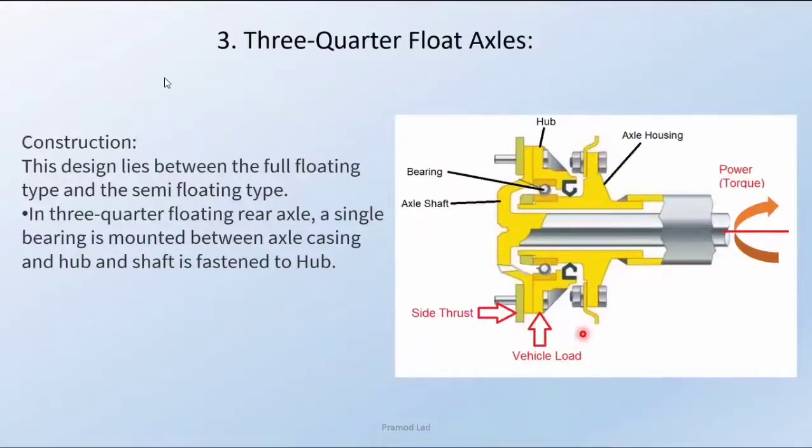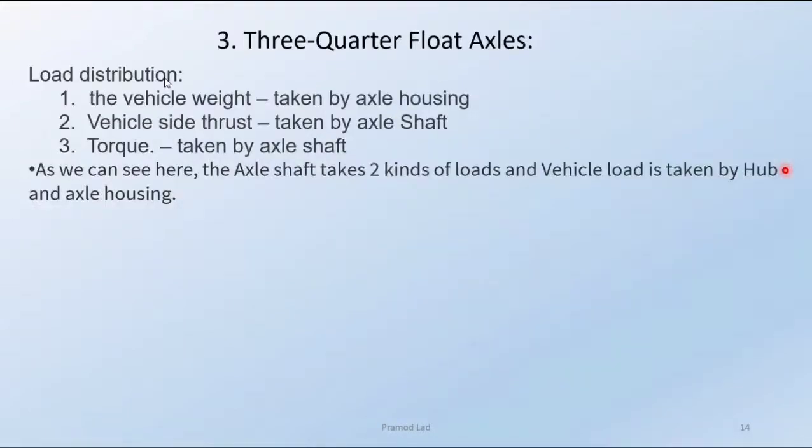So in this case again, the vehicle load, or the tire reaction as we call it, is taken by the hub and thereby through bearings it is passed to the axle housing, and side thrust and torque transmission is done by the shaft. Here you can see the load distribution. The vehicle weight is taken by the axle housing. Vehicle side thrust is taken by the axle shaft and torque is taken by the axle shaft.